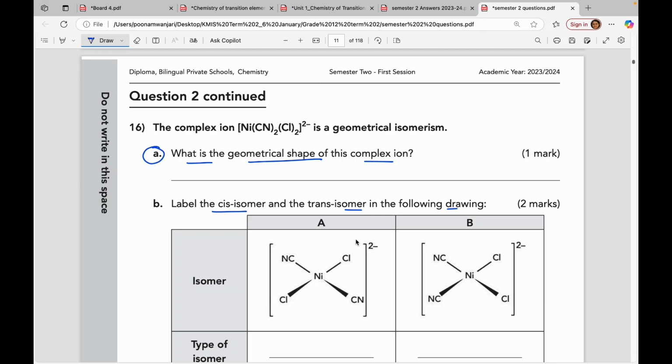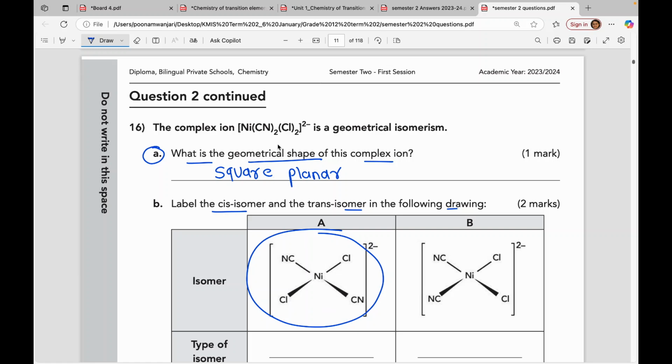So already the shape is given here. Four ligands are arranged around the central metal ion in the same plane at 90 degrees, forming a square. When we find this type of arrangement, the geometrical shape is square planar. So this is a square planar complex, as four ligands are arranged around the corners of the central metal.